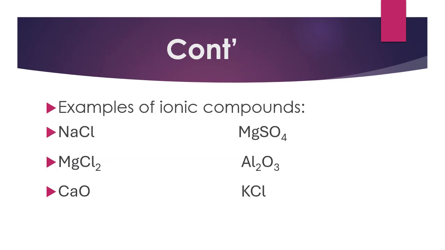Here we have different examples of ionic compounds. We have sodium chloride, magnesium chloride, calcium oxide, magnesium sulfate, aluminium oxide, and potassium chloride. As you remember, this is a kind of bond that forms between metal and non-metal.